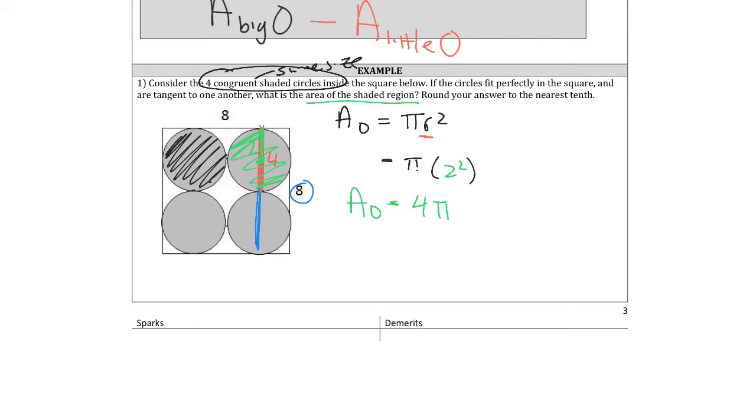But it says, what is the area of the shaded region? Well, I have 1, 2, 3, 4 circles. So I have to do 4 times my 4 pi.